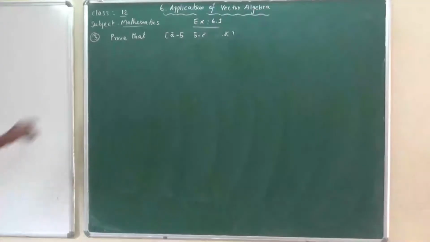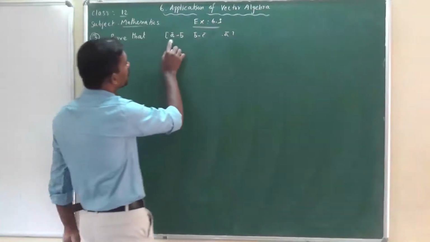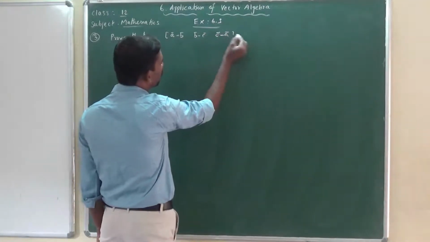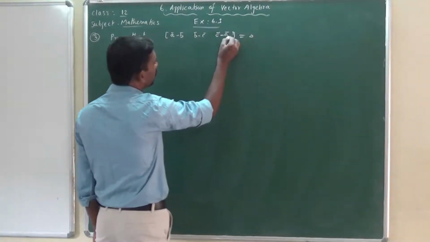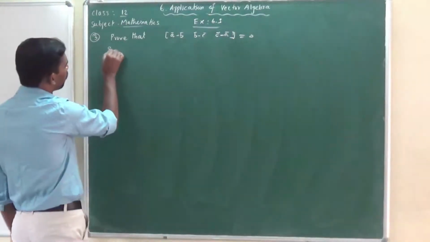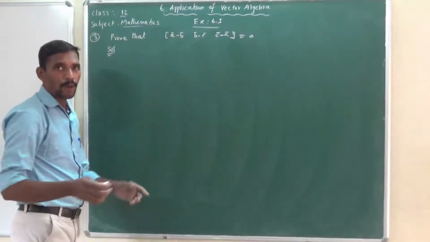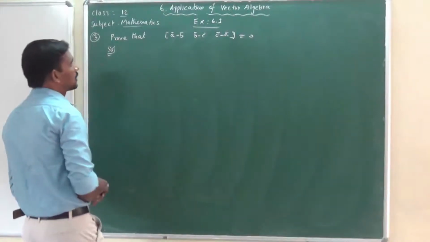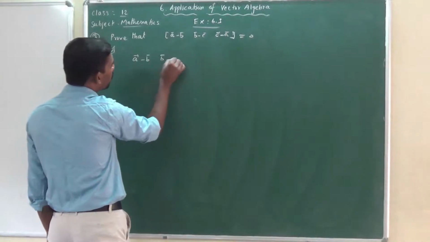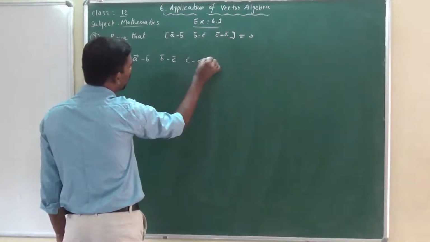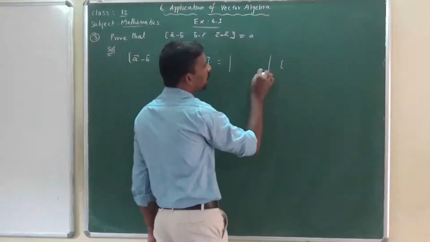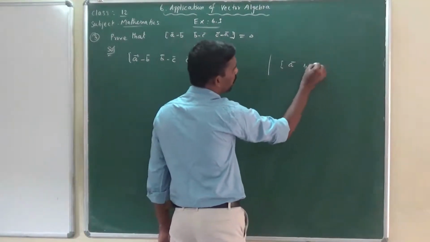Okay? Hi students, this is prove that the box product of a vector minus b vector, b vector minus c vector, c vector minus a vector is equal to 0. So it is easy, we can prove that according to the properties of scalar product. We can write it in the determinant form into the box product of a, b, c.